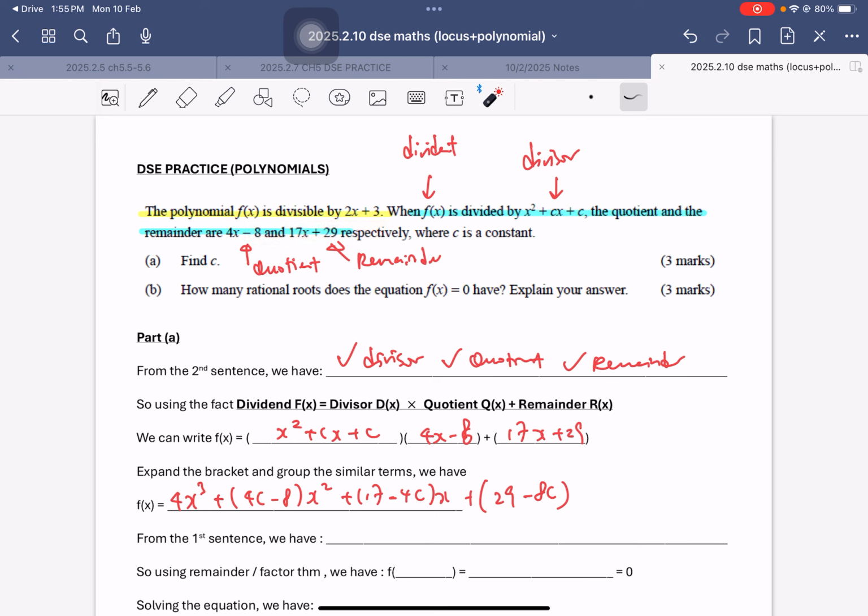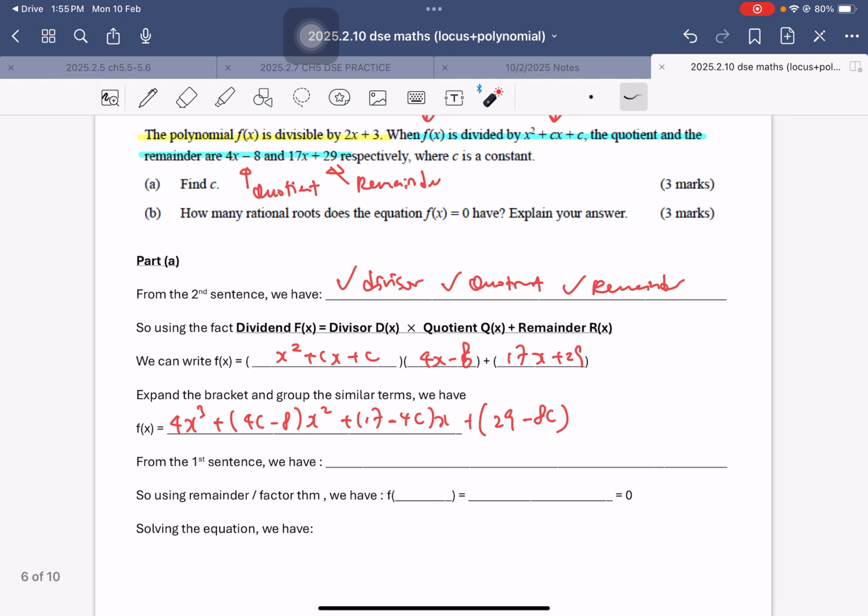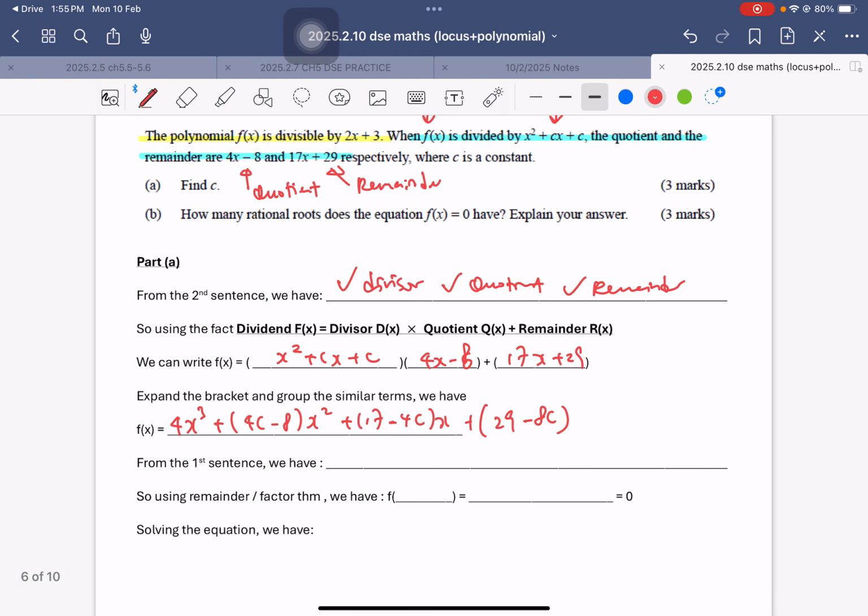Then what can you do? x equals minus 3 over 2. So you can set x equal to negative 3 over 2. Then f of negative 3 over 2, by using the factor theorem, remember, is equal to 0.